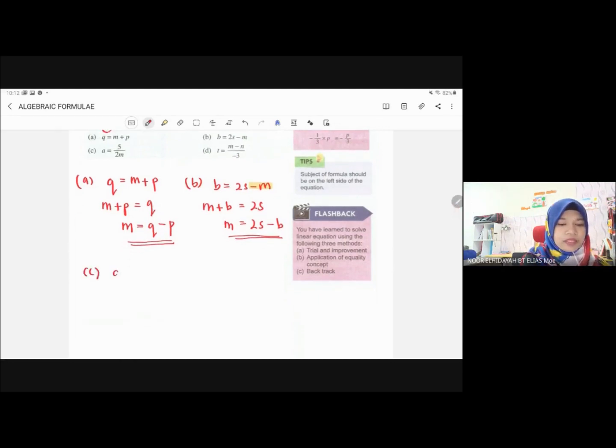Given A equals to 5 over 2M. Tadi awak tengok macam mana bila keadaan M dia positif. M tu positif duduk belah kanan yang A. Lepas tu awak tengok bila M tu asal dia negatif yang dia duduk belah kanan. Now M dia dalam fraction. Dia dalam fraction and dia ada pada bahagian denominator, bahagian bawah.